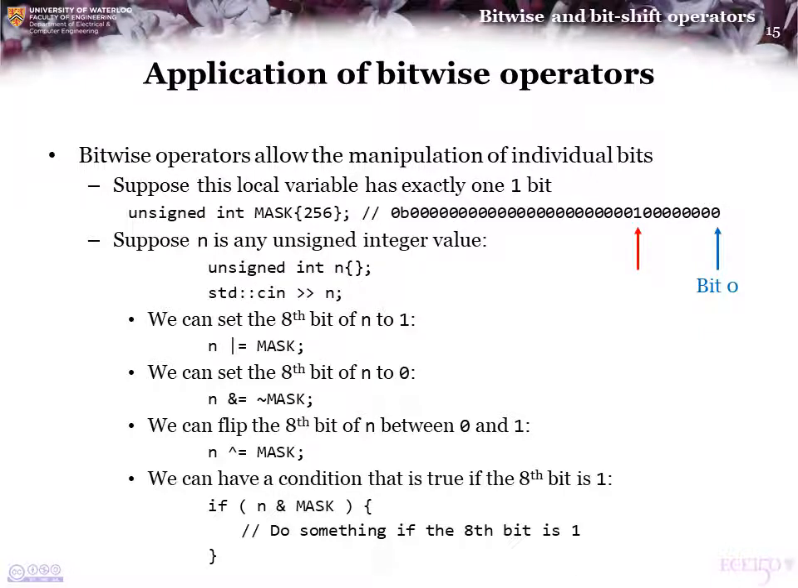Finally, we can perform a task if and only if the 8th bit is set to 1 by using this command here. So if n bitwise AND mask, well, this will only be true or non-zero if the 8th bit is 1. So n bitwise AND mask is a nice test that allows us to perform something if and only if that 8th bit is set to 1 in n.